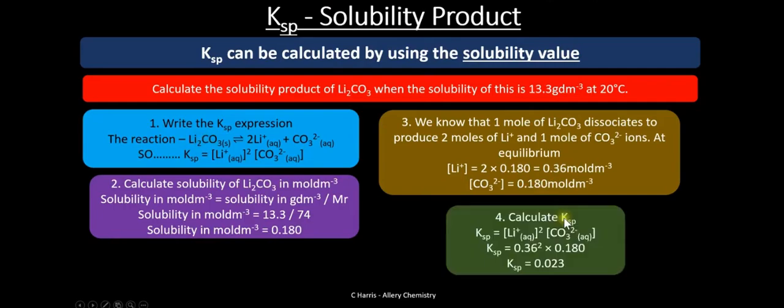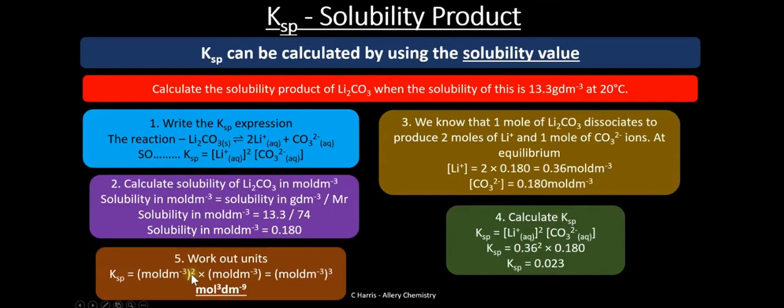Now that we have those concentrations, we have to substitute into our expression for Ksp. 0.36 now raised to the power of 2, remember these powers, and our 0.180 raised to the power of 1, giving us a Ksp of 0.023. So you must be able to figure out the equilibrium concentrations first, and so write an expression here, figure out the solubility. So you must be able to figure out your solubility and relate this to the concentrations of the hydrated ions, and finally substitute into your Ksp. So you must practice to do this.